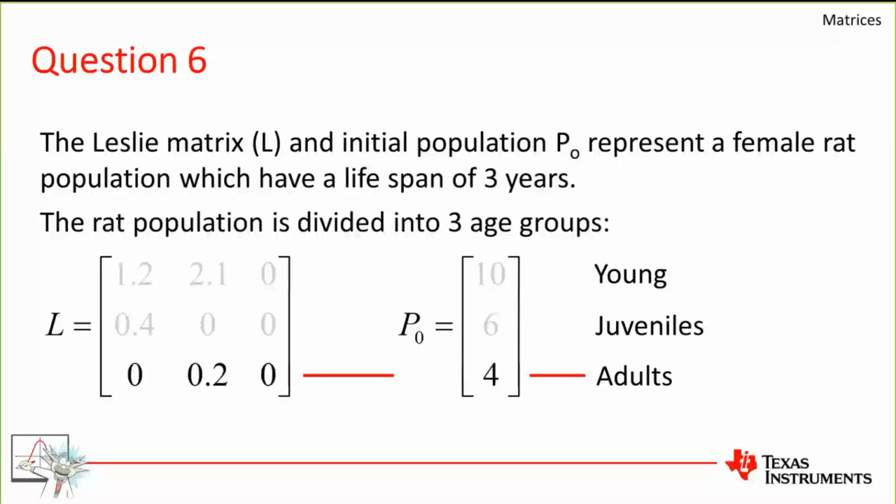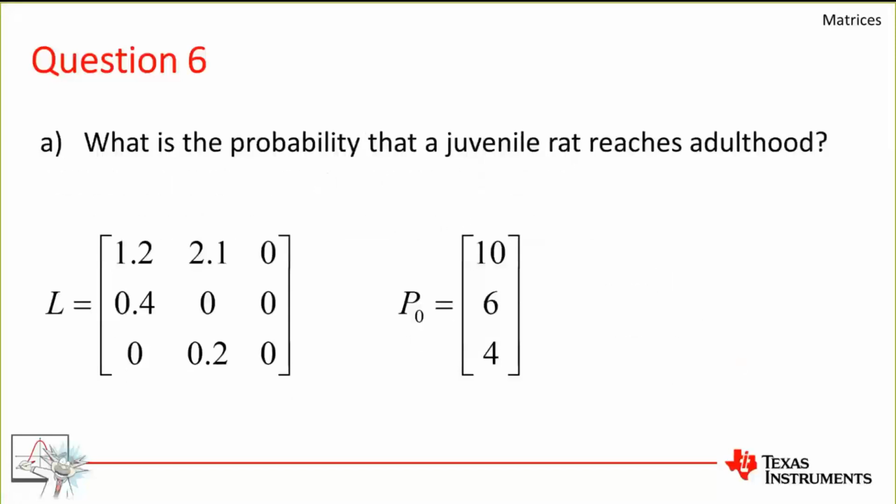Now, Leslie matrices are used often to look at the way that the population is growing and evolving, the proportion of young rats that will be present in 5 years or 10 years or 20 years' time. Will they die off? Will they go into an explosion of number of rats in the world? So, let's have a look at our first question. It says, what is the probability that a juvenile rat reaches adulthood? This is not a calculated question. This is just, do you understand what the Leslie matrix is telling you?